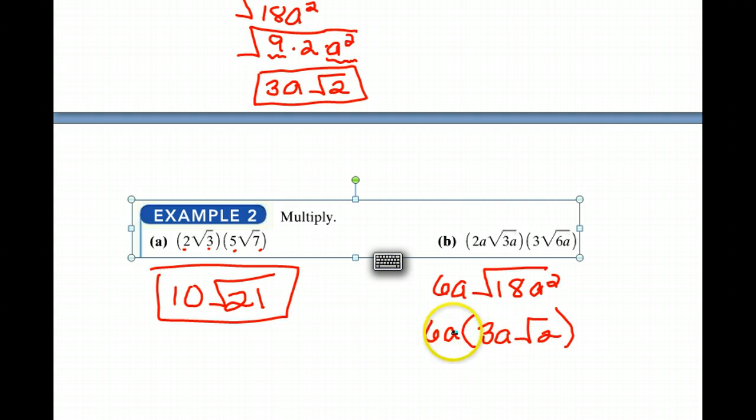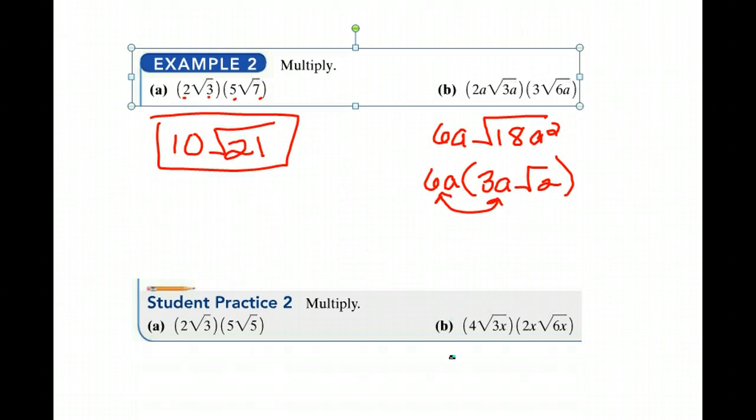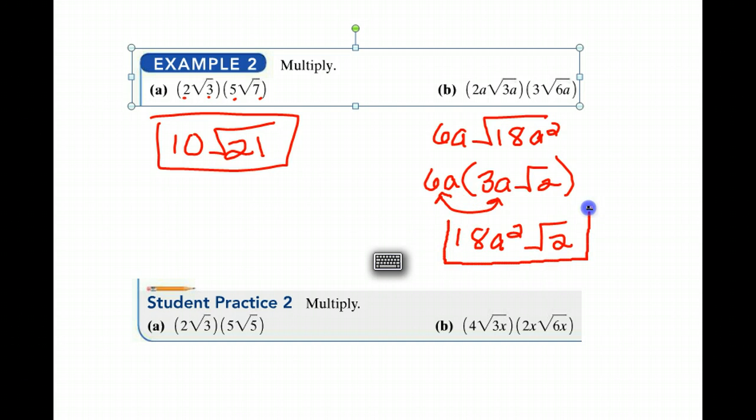Now, I separated that on purpose with a parenthesis because I want to point out to you that when you have a coefficient and you are factoring out that square root and evaluating that square root, you must multiply your coefficient and the square root that you have evaluated. So we now have to multiply 6a and 3a to get 18a squared times the square root of 2. And this is our final answer right there.